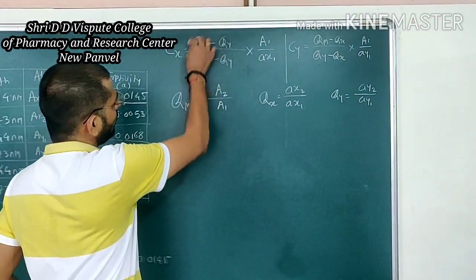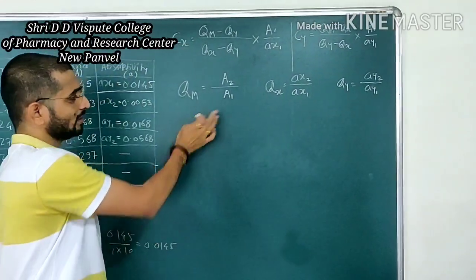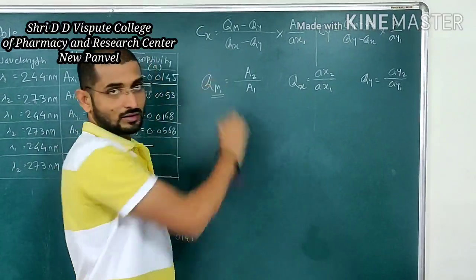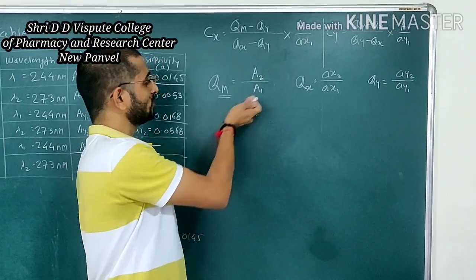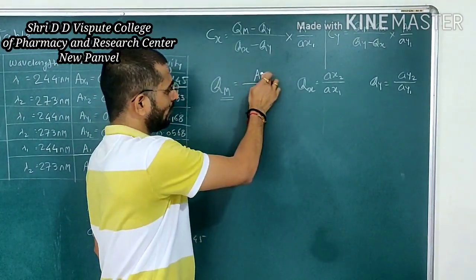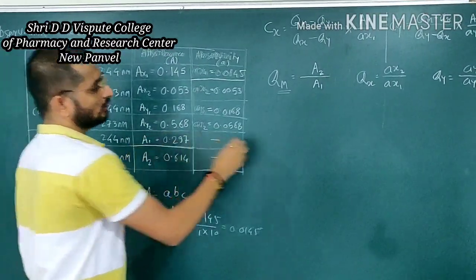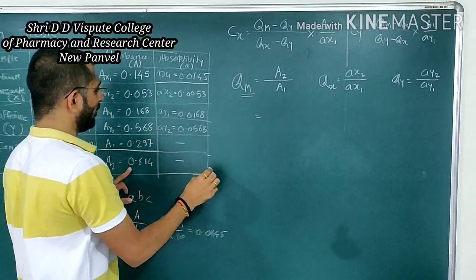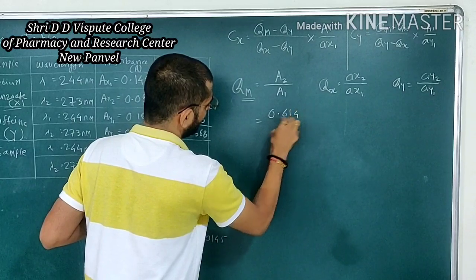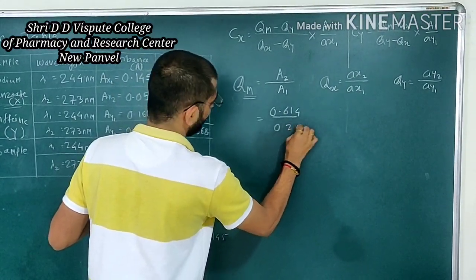How do we calculate Qm, Qy and Qx? Because this is the absorption ratio method, M is your mixture, that is the sodium benzoate and caffeine sample solution. Take the ratio of the absorbances, A2 upon A1. Putting in the values, Qm is the value of A2, 0.614, upon the value of A1, 0.297.